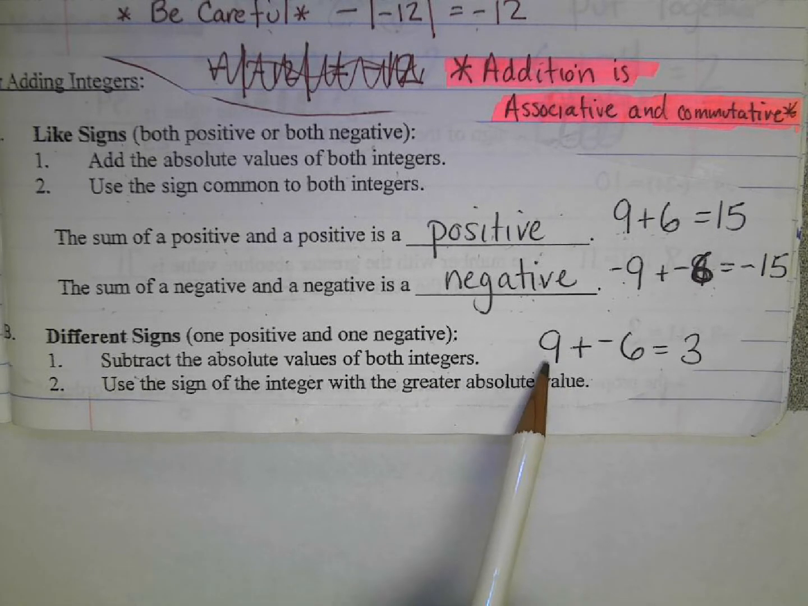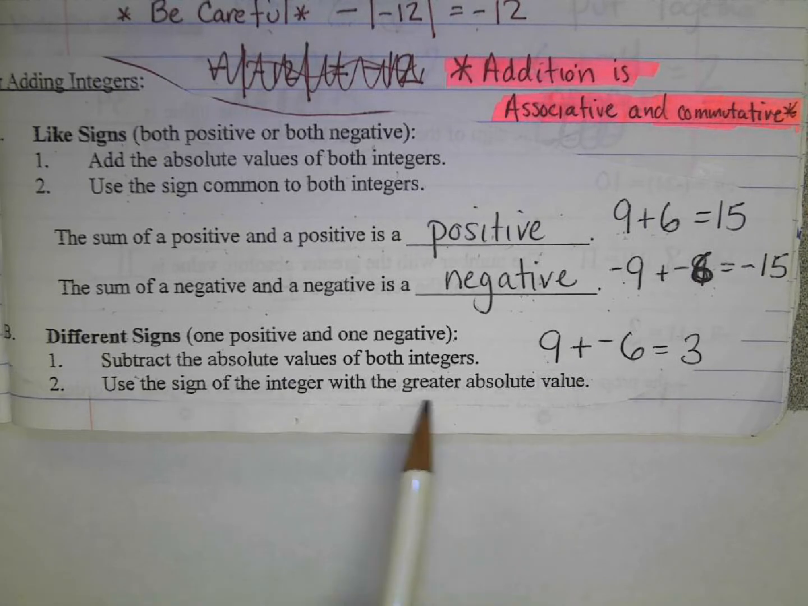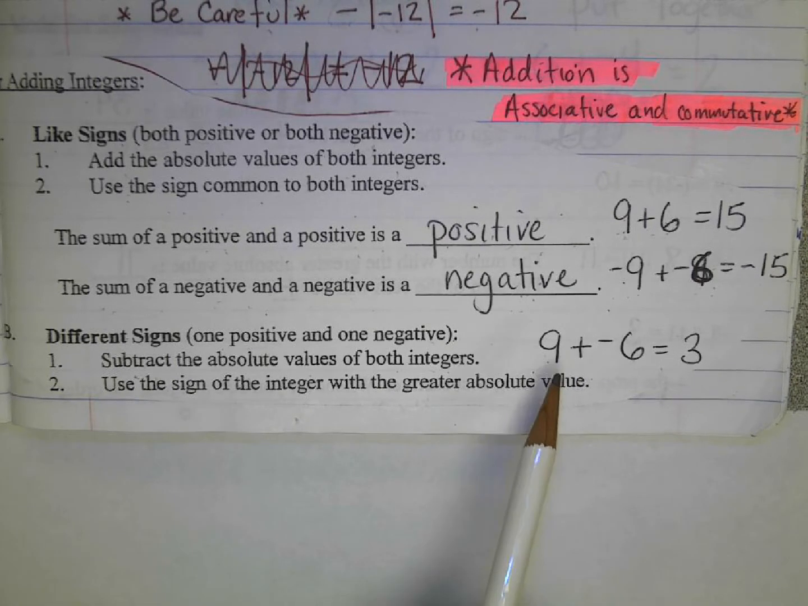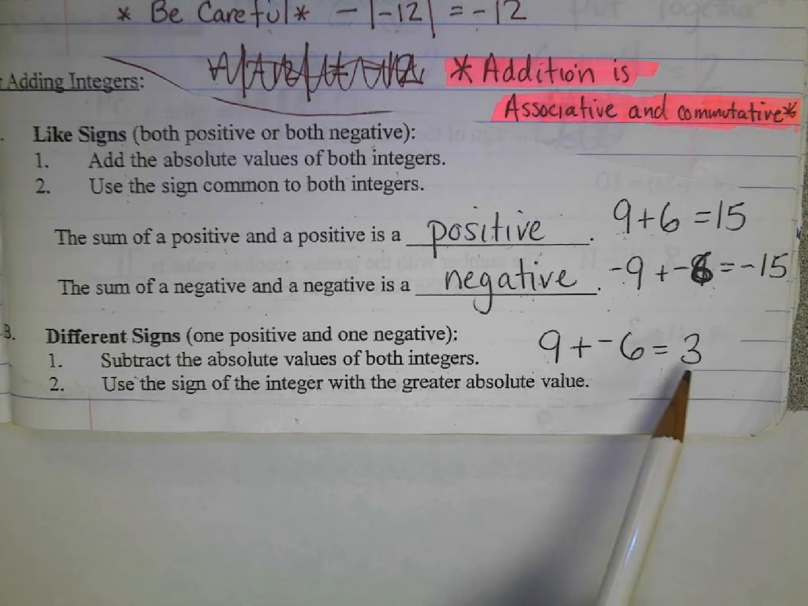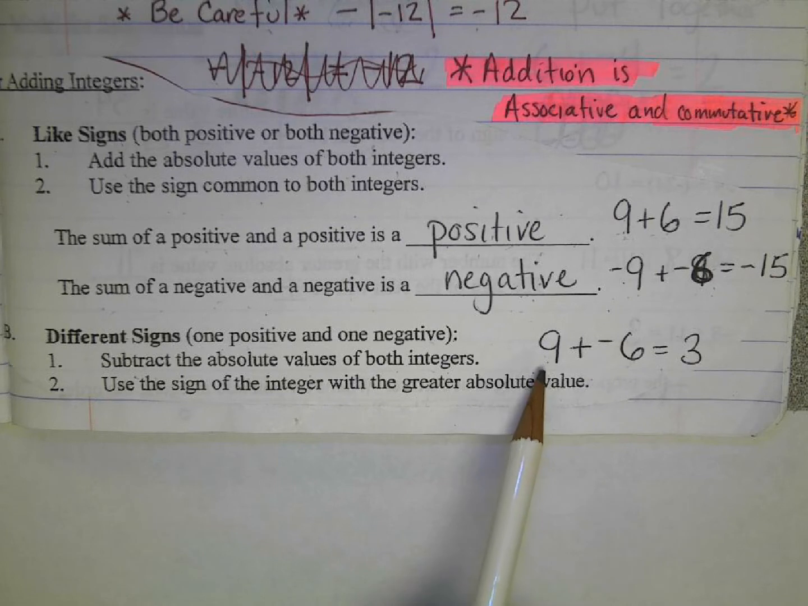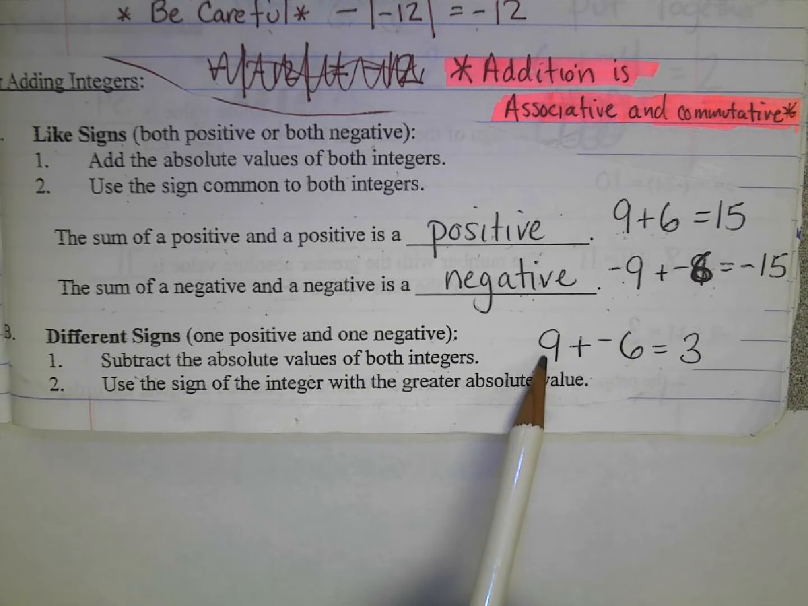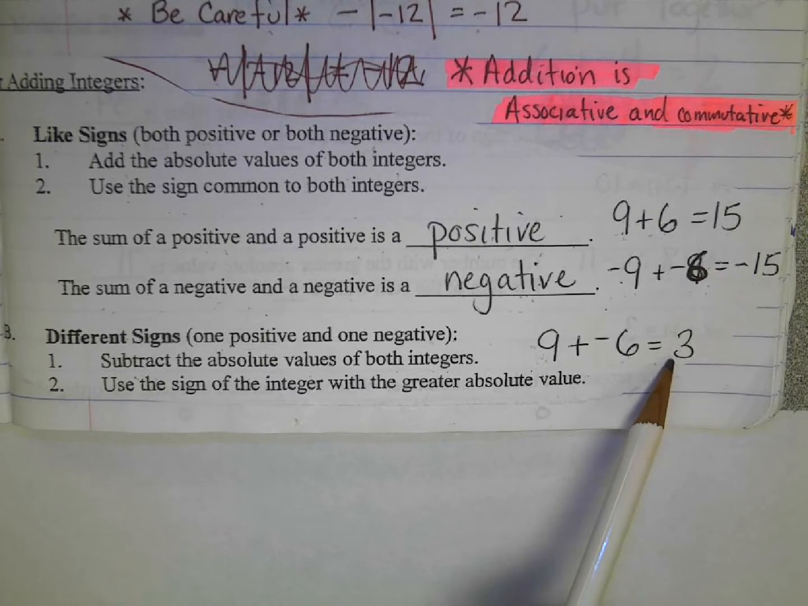So we've got 9 minus 6. Use the sign of the integer with the greatest absolute value. So what's the difference between 9 and 6? 3. All right, which one's bigger, 9 or negative 6? Well, 9 is the bigger number, so 9's positive. Our answer is going to be positive.